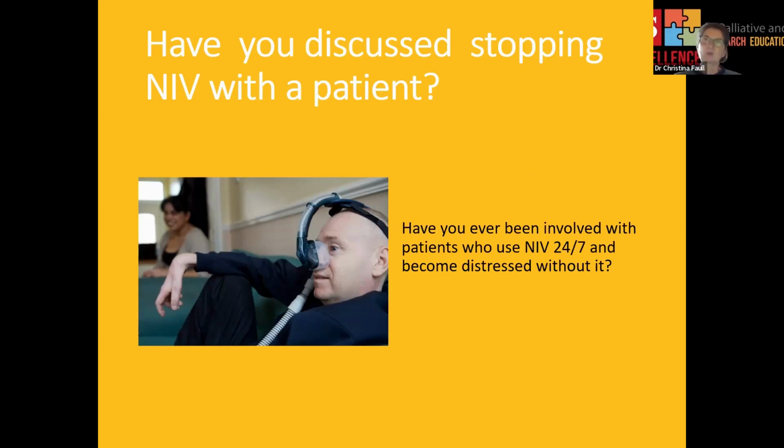Thinking particularly towards the end, have you ever been involved with someone who's very dependent on it, becomes distressed when they can't use it, becomes distressed cleaning their teeth, giving their loved one a kiss, can't eat anything because they need that there all the time? And how do you have conversations then about choices and options for people?